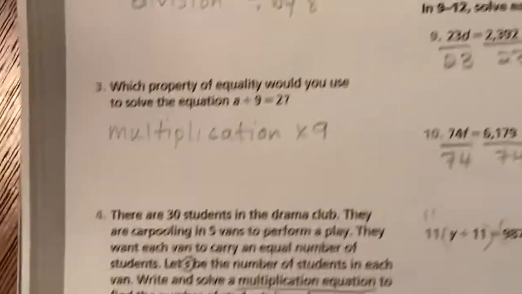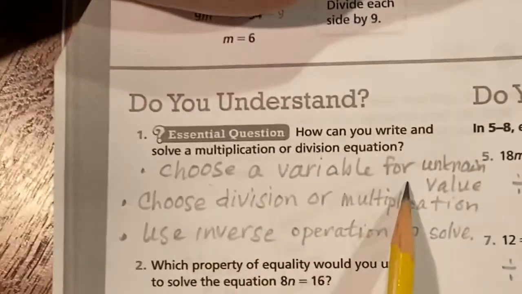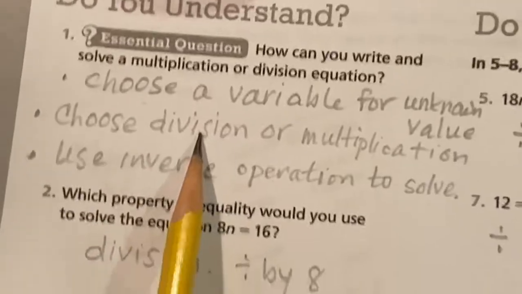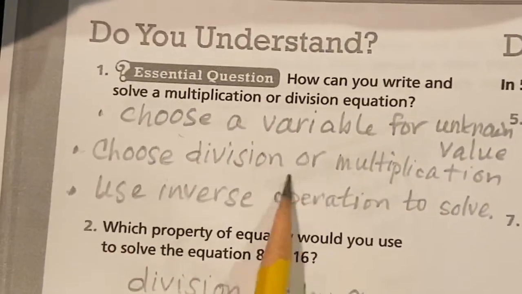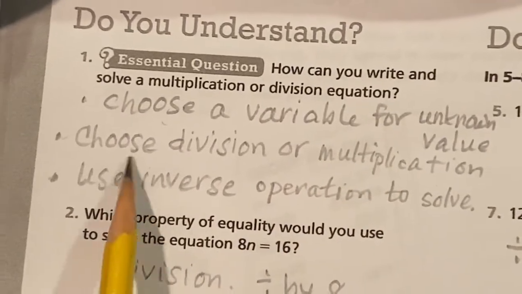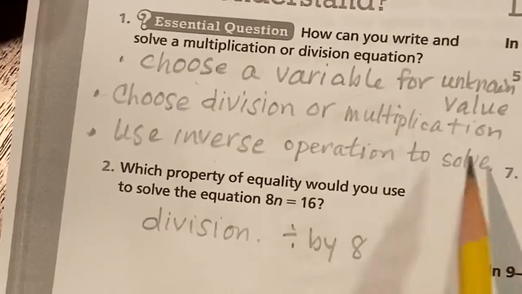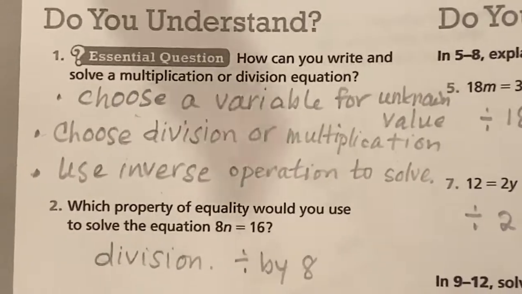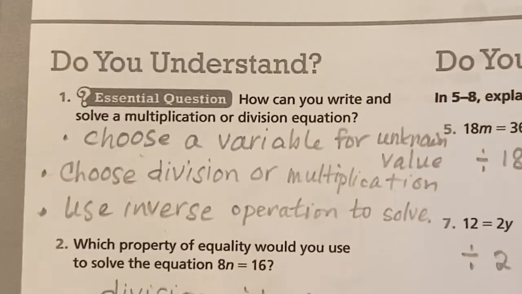Okay, so for writing and solving an equation, first you need to choose a variable for the unknown value, right? Then you need to decide, are you going to use division or multiplication to solve it? Next, whichever operation you chose to set up the equation, you're going to use the inverse of that to solve it. So if you chose division, you're going to use multiplication to solve it. If you set it up with multiplication, you're going to use division to solve it.